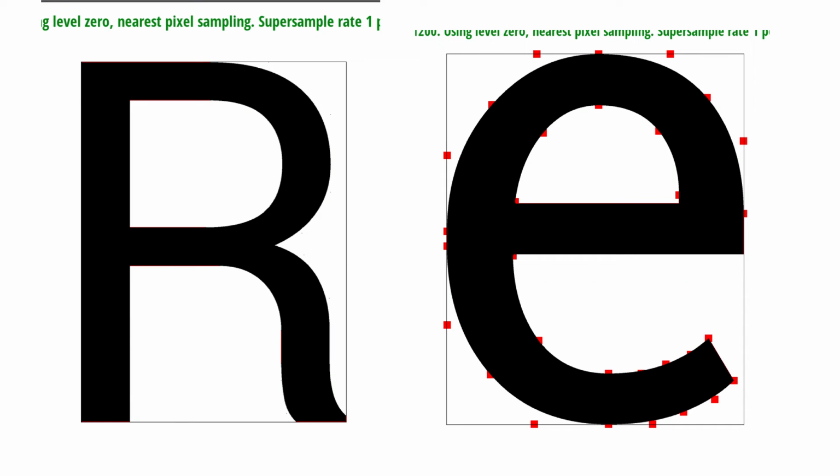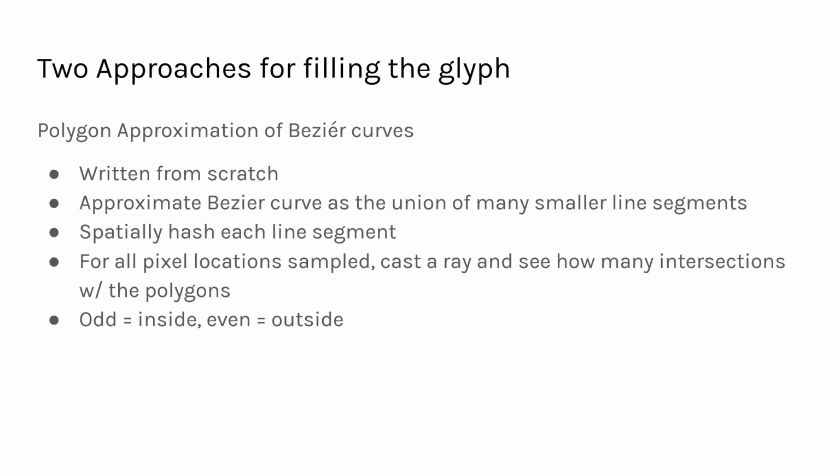The first was a polygon approximation of the Bezier curve. For all pixel locations sampled, we cast a ray and count the number of intersections with the polygons. An odd number indicates the interior of the glyph, and an even number indicates the exterior of the glyph.